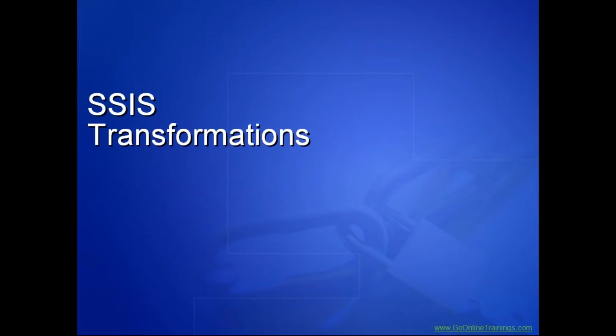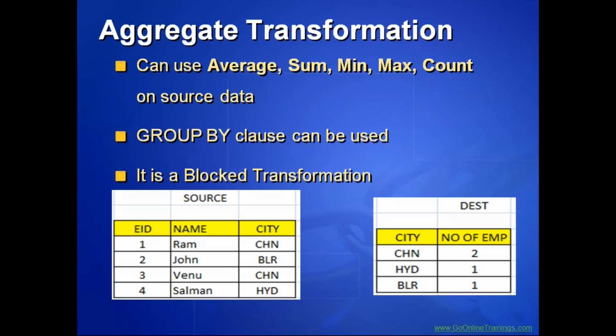Okay. So yesterday we had seen sorting transformation. It is completely a blocking transformation, right? And today, let us understand some more transformations here. And the first transformation is aggregate transformation.